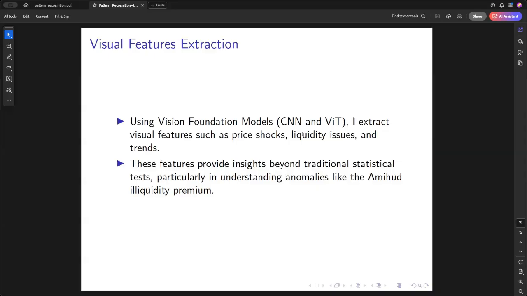Then I use the vision foundation models of the state-of-the-art AI tools, which is a hybrid of CNN and ViT. ViT means vision transformer. So they both have advantages. And I extract visual features like price shocks, liquidity issues, and trends using the vision foundation models. So these features provide insight beyond traditional statistical tests, particularly in understanding anomalies like the amplitude illiquidity premium.